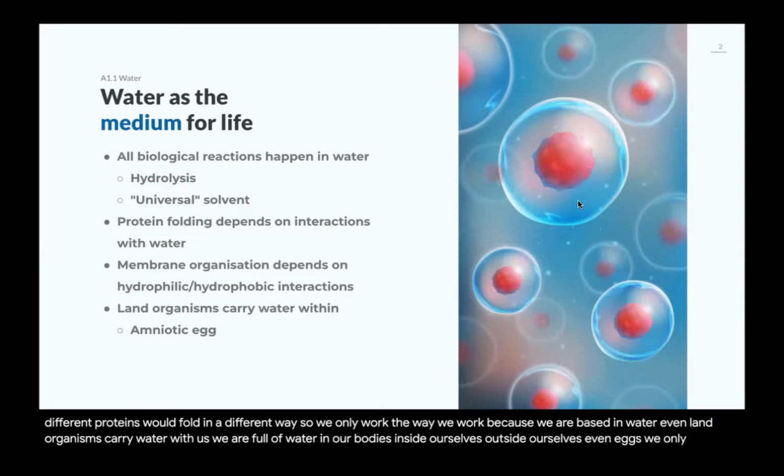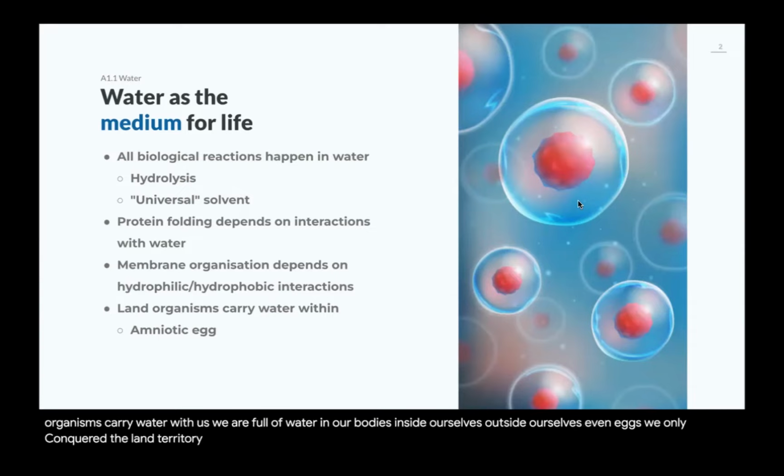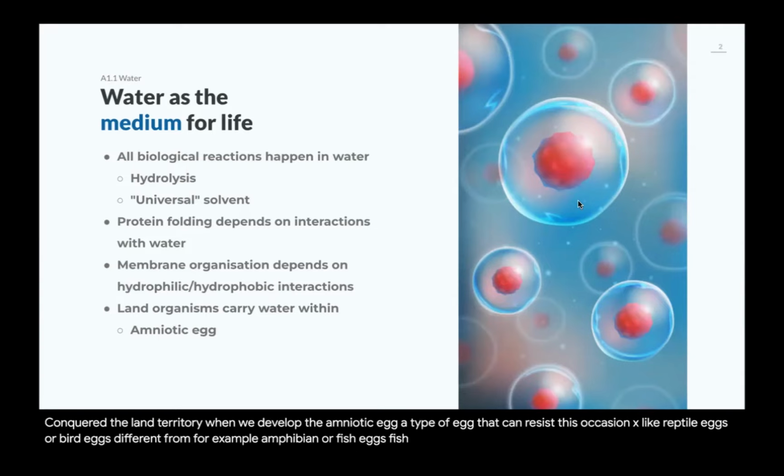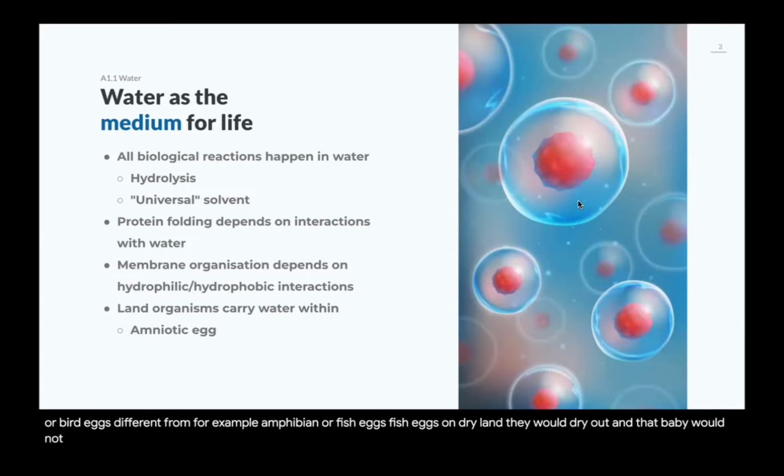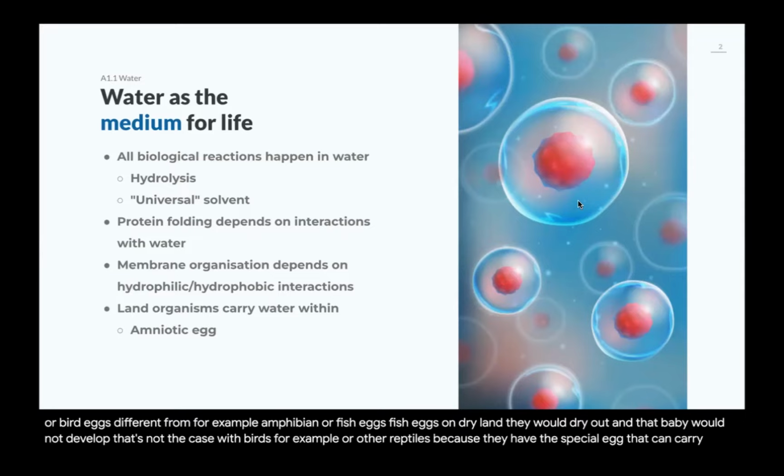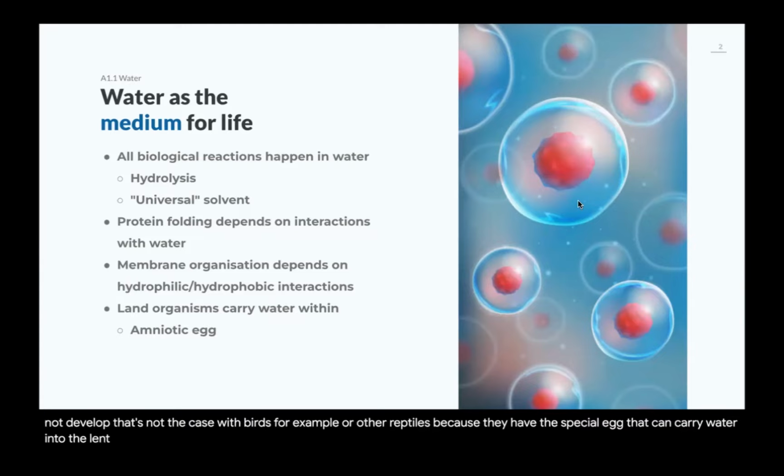We only conquered the land territory when we developed the amniotic egg, a type of egg that can resist desiccation. Eggs like reptile eggs or bird eggs, different from, for example, amphibian or fish eggs. Fish eggs on dry land would dry out and the baby would not develop. That's not the case with birds, for example, or other reptiles, because they have this special egg that can carry water onto dry land and not dry out.